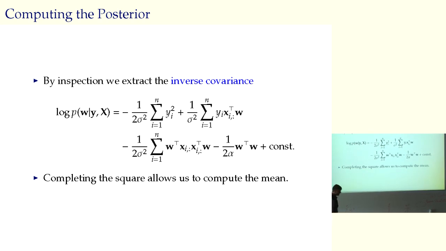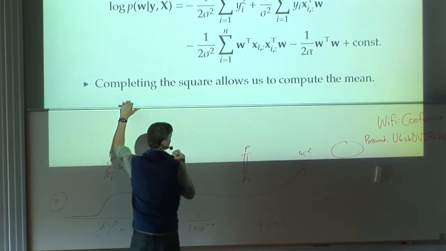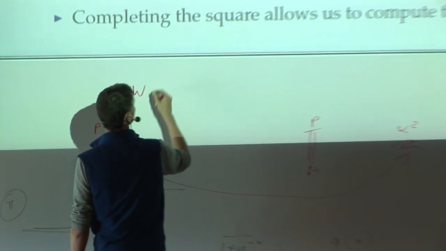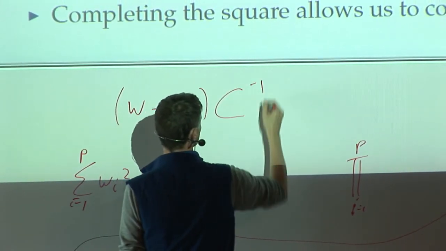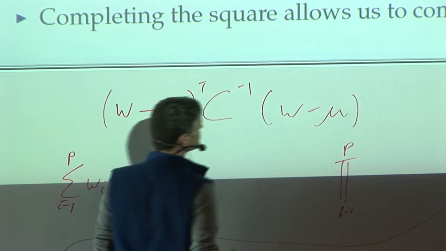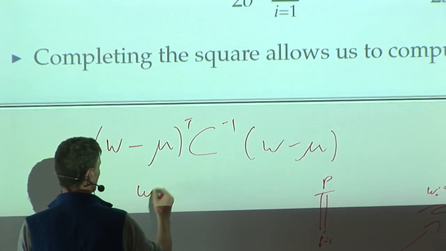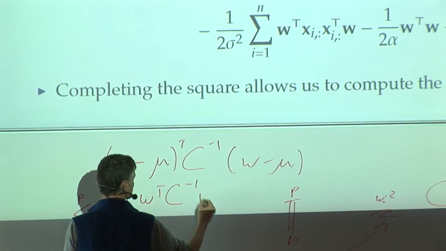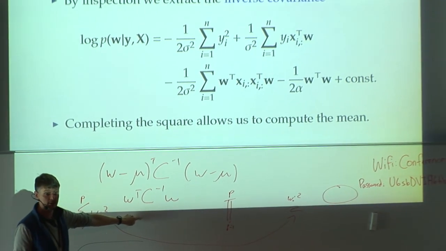Because the form of the Gaussian distribution here should be W minus mu, C inverse. This is the form of a multivariate Gaussian. So we're looking to convert that to this form. We're looking for a term that will look like W transpose C inverse W inside there, and that will be our inverse covariance.